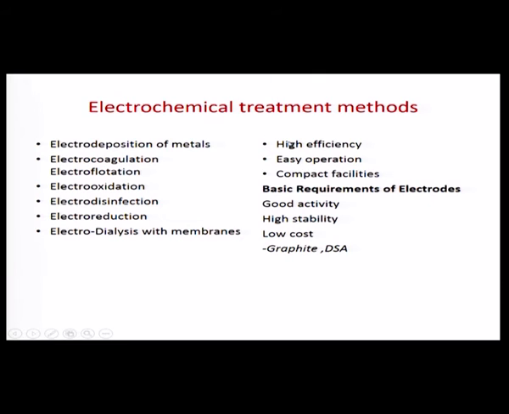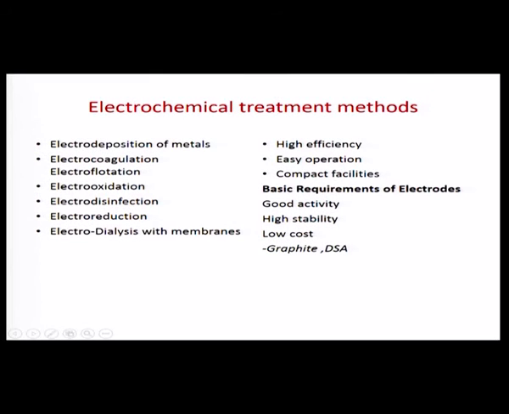And the advantage with this is that the electron is the reagent. With all these things, there are no other chemical additives, which makes this electrochemical treatment very attractive. Plus, it possesses very high efficiency, is easy to operate, and the facilities are very compact, very small in design. What we require is 2 electrodes, and a power supply is sufficient to drive this electrochemical treatment.